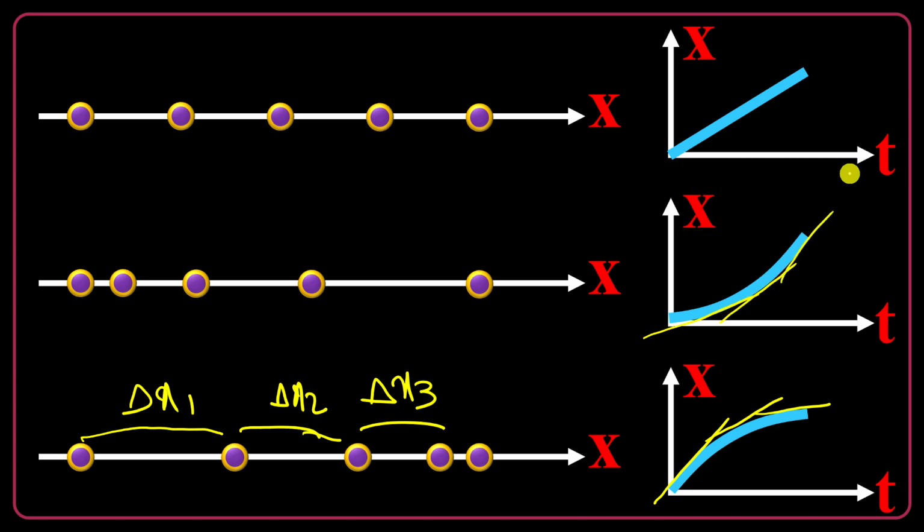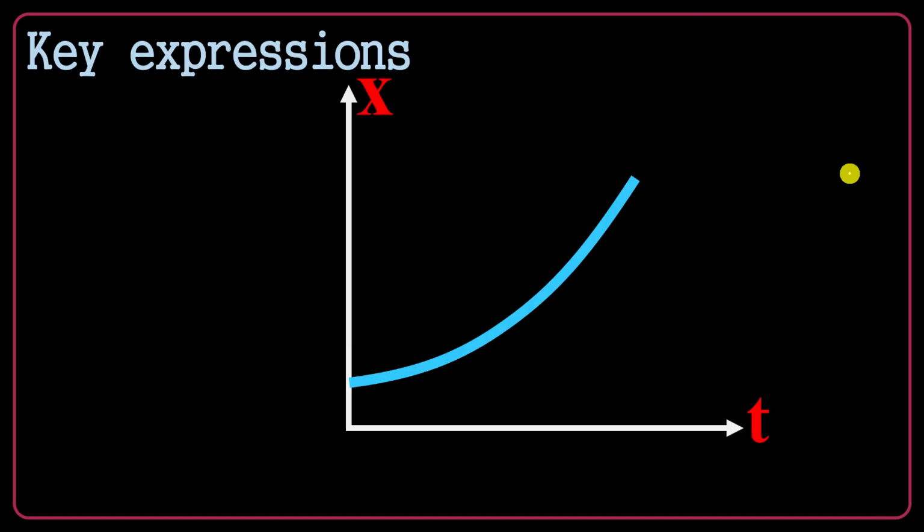And so it's exactly the mathematical difference between these two graphs. But later I will discuss why the slope is the velocity and what the velocity is, basically. Okay. Let's continue, but first some key expressions.